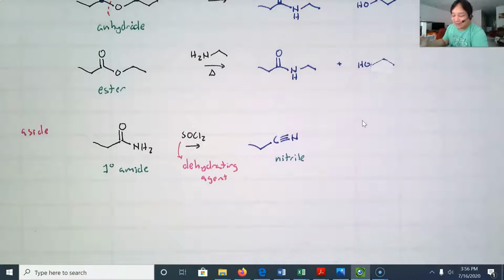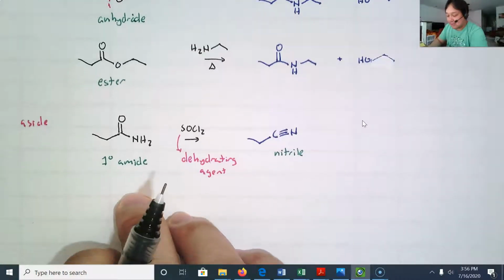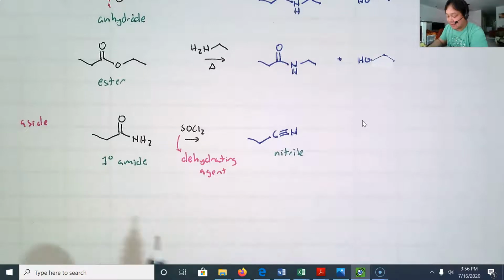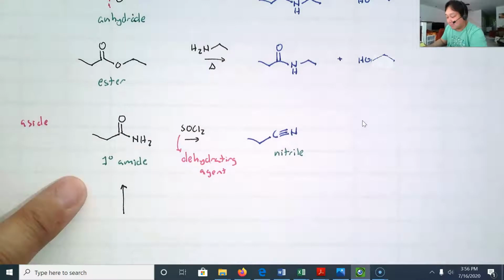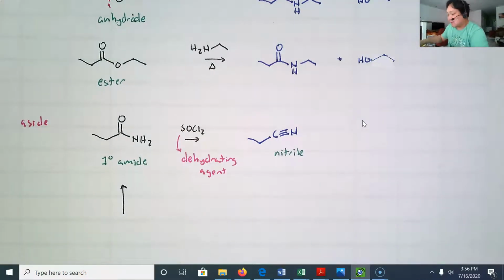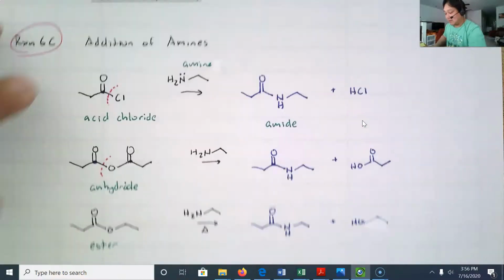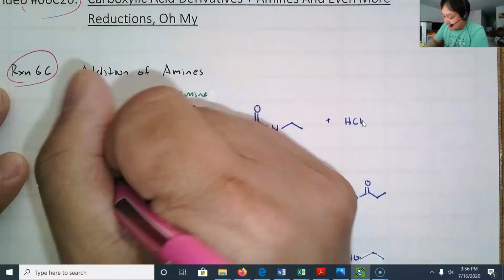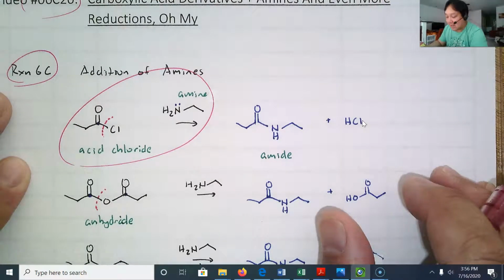Let me make this a little more clear. Why did I put this in reaction C or reaction 6C? Because now what if I ask you how do I make this amide? Let me tell you now, I know I'm jumping a lot. I'll zoom out in just a bit. Let me tell you now that this is the best way. This is the preferred way to make an amide.